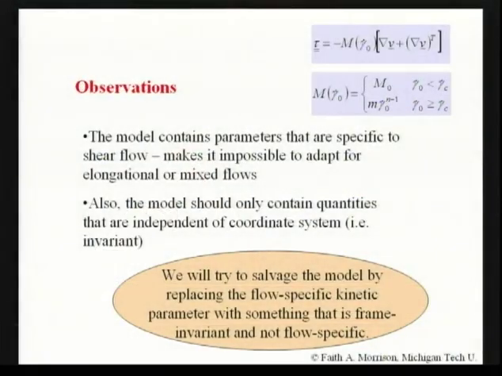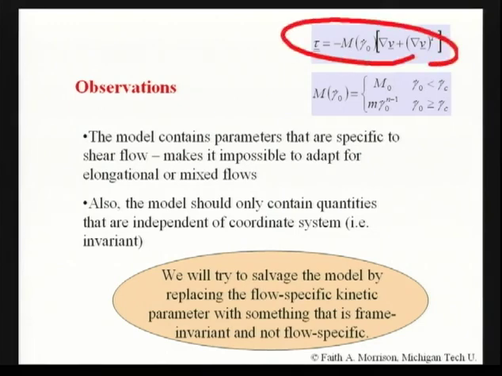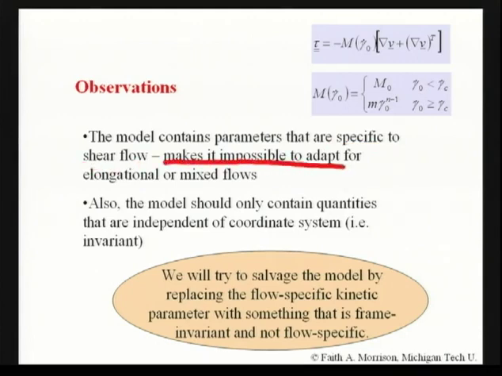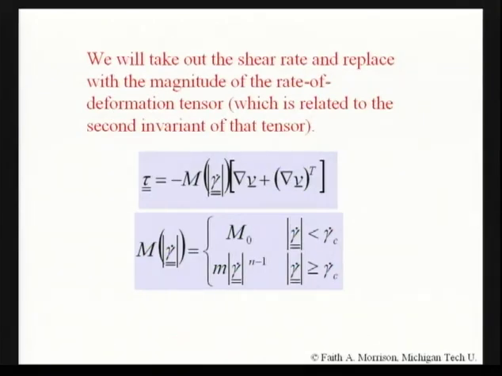So this is summarized somewhat on my lecture slides. Here's our made-up model. It has this illegal shear parameter in it. And here's what I said. The model contains parameters that are specific to a particular flow. It's impossible to adapt it to elongational or other interesting mixed flows. It should only contain quantities that are independent of coordinate system and, in addition, frame invariant. So we can salvage the model by replacing that flow-specific parameter with something that is frame invariant and not flow-specific. And that's what we just talked about.